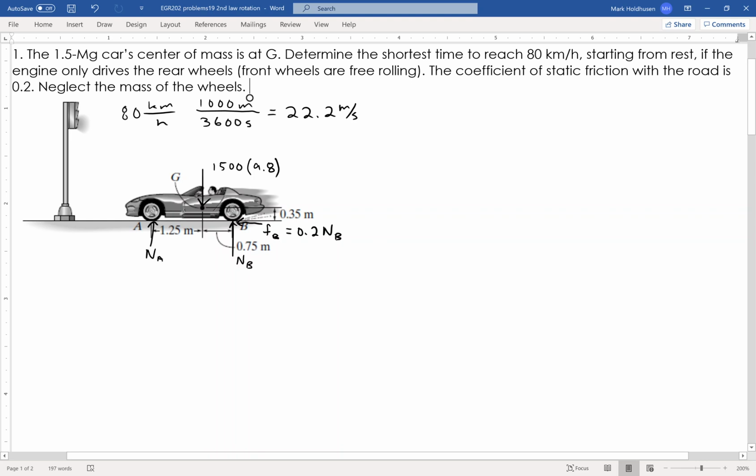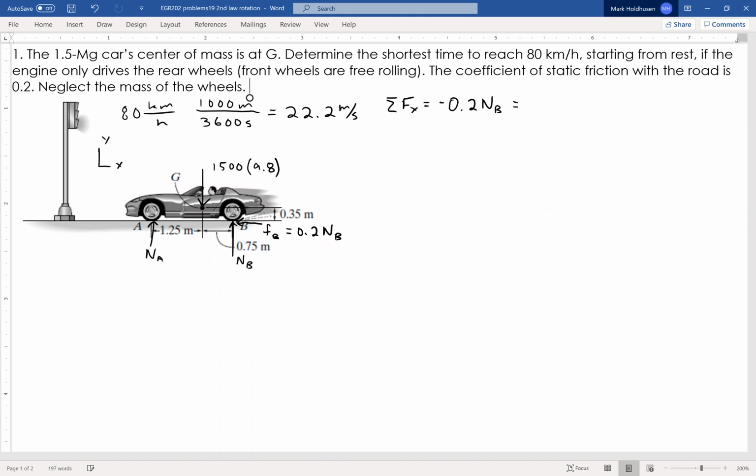So now that I've got that, I'm going to apply my equations of motion, starting with the sum of the forces in the x direction. I'll assume x and y like so. I have that negative friction force, which is 0.2 NB. That's the only force I have in the x direction, and that's going to equal the mass times the acceleration.